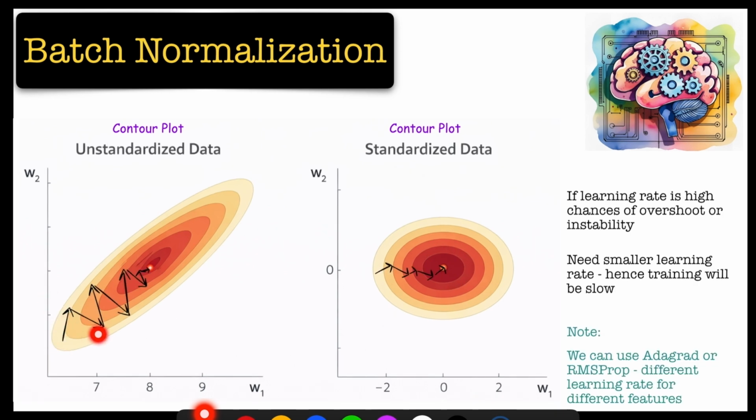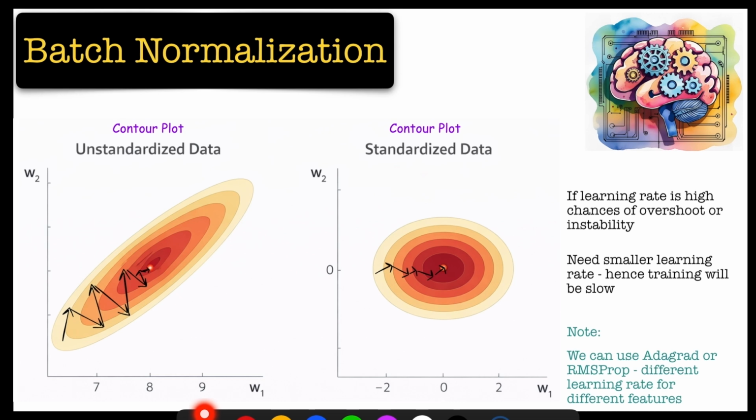So for gradient updates, we get a zigzag path for the unstandardized case. If the learning rate is high, there might be chances of overshooting. So we cannot use larger learning rates, and that's why we have to use a smaller learning rate, and a smaller learning rate means training will be slow. If we have standardized data, of course the path will be smoother, and we can take larger learning rates, and the training also will be faster.